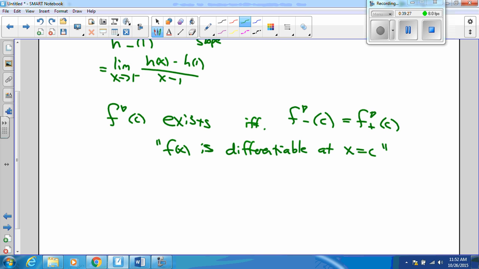Please explain again, f of x is differentiable at x equals c. This term differentiable just means that the derivative exists.